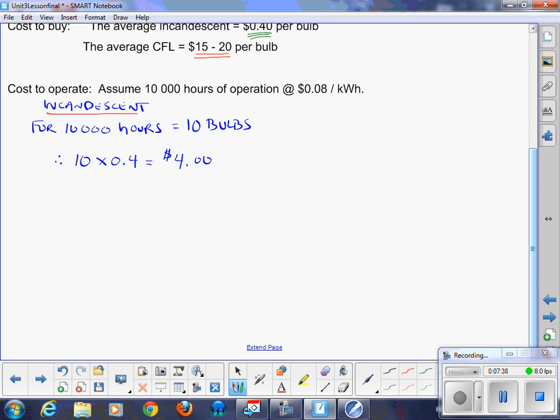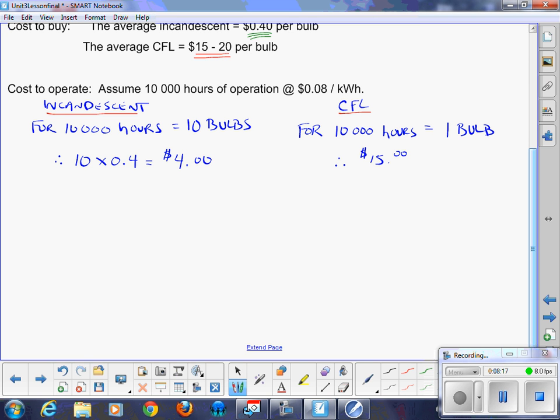So $4 in bulbs. For the CFL bulbs, for 10,000 hours, it's going to equal 1 bulb. So therefore, it will cost us, and probably for the 100-watt ones, we're only looking at $15. They are cheaper. Actually, the price has probably dropped significantly, especially if this is past 2013. The bulbs are coming down in price.